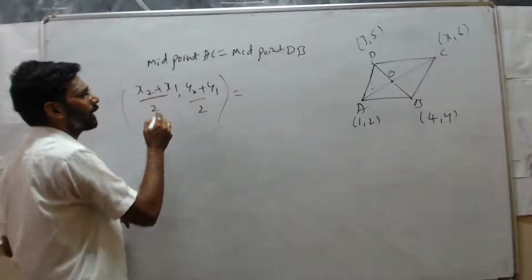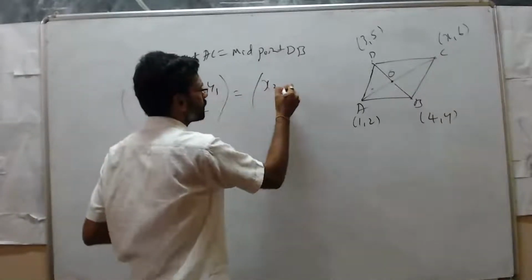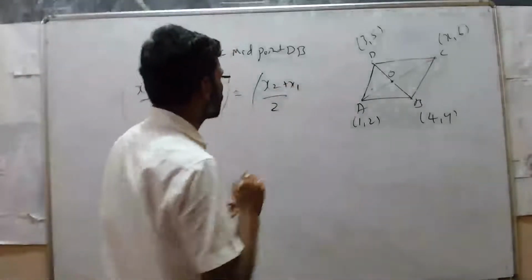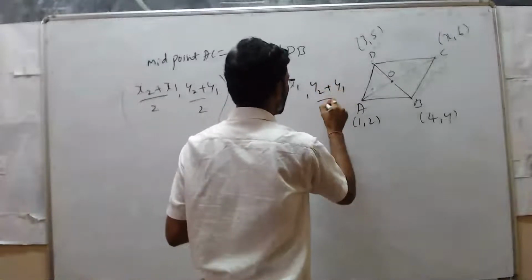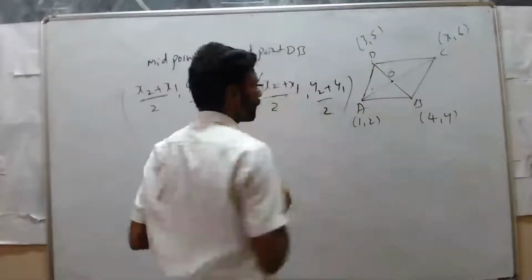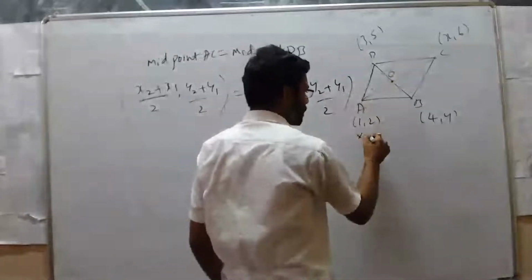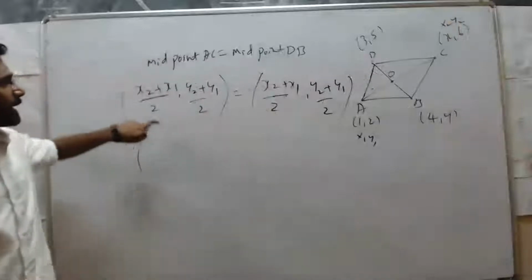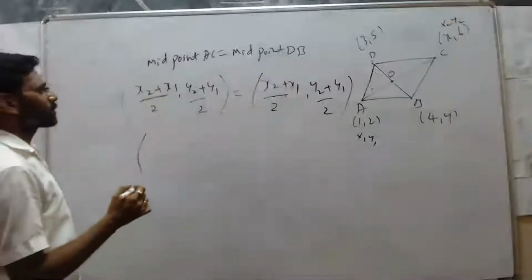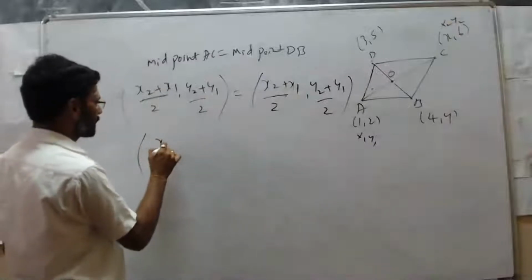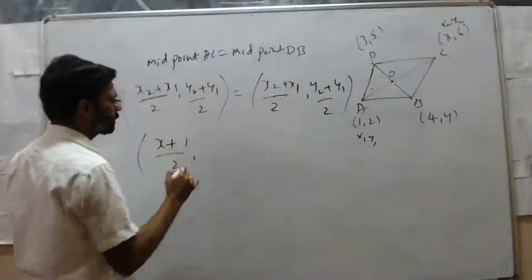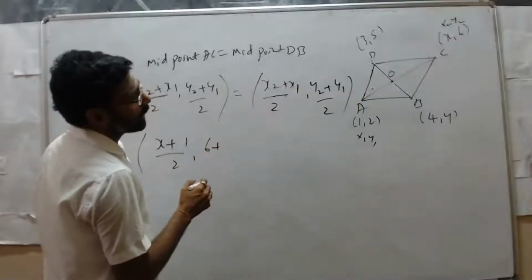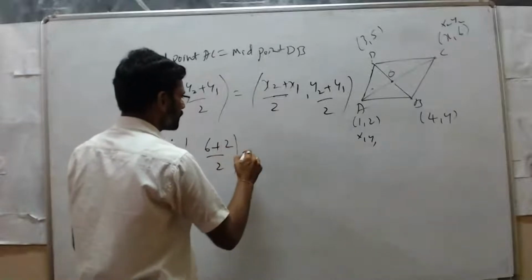So (x2 plus x1) divided by 2, and (y2 plus y1) divided by 2. For AC, we have (x1, y1) and (x2, y2). The x2 value is x plus the x1 value 1, divided by 2. The y2 value is 6 plus the y1 value 2, divided by 2.